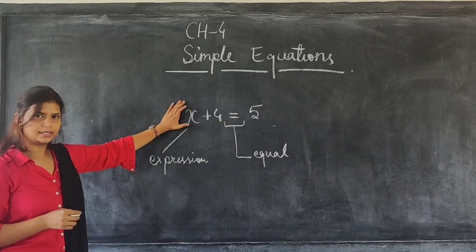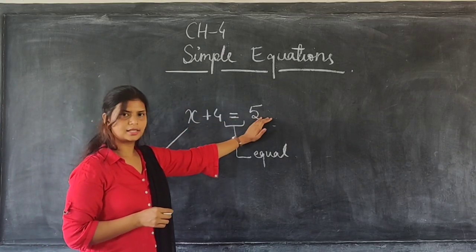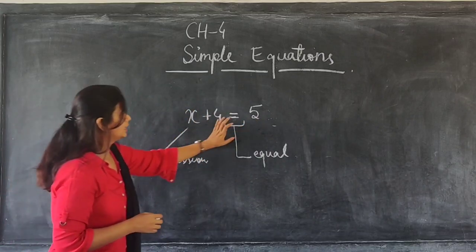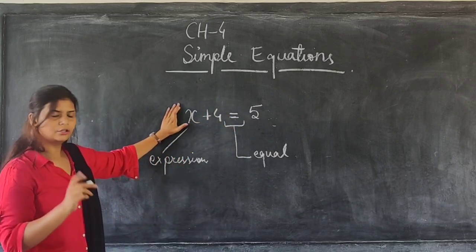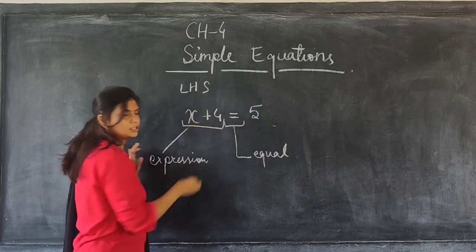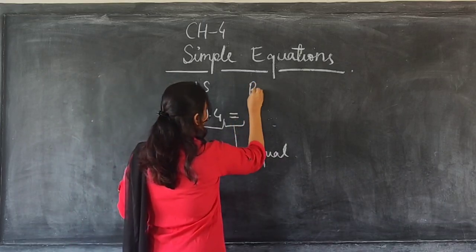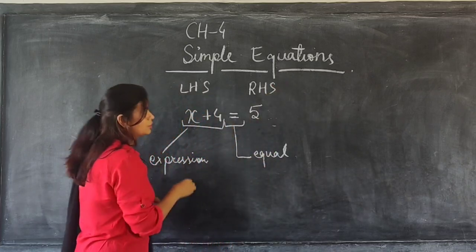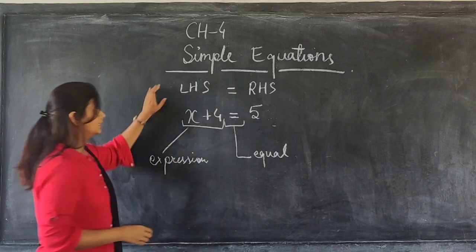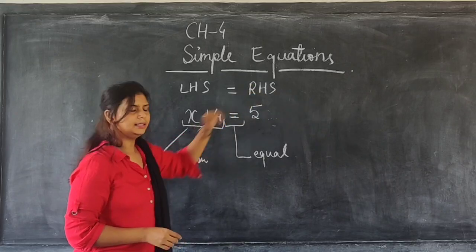Now, x plus 4 is an expression. When I put equals to sign and something on the other side of the equals to sign, it becomes an equation. Now, in one equation there are two parts. This side is called the left hand side because it is towards our left hand. And here is called the right hand side. The left hand side and right hand side should be equal. Only then it is an equation.